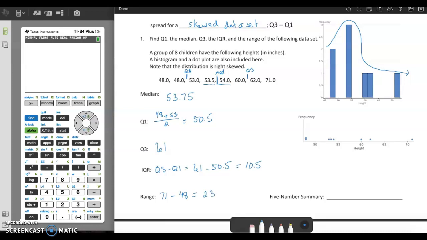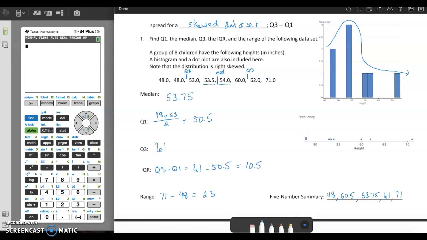If we want to give our 5-number summary, we simply give what is the minimum. So the minimum is 48. Q1 is 50.5. The median is 53.75. Q3 is 61, and the max is 71. And you always want to get those in order.